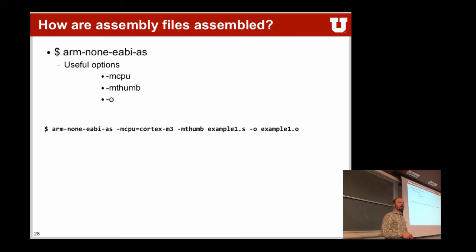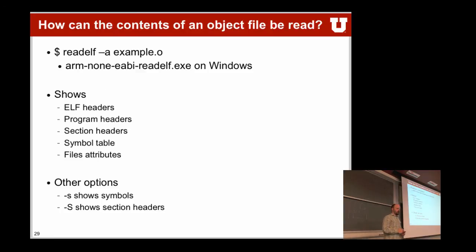Now, if something is wrong in your assembly file, this will throw errors and will tell you all kinds of stuff that you shouldn't have done or have to fix. How can you look at this object file again? Well, there's a small little application called readelf that you can use to look at the format in there. It will spit out all kinds of different information. So it will show you what the headers are, what the program headers are, what the different sections are, symbol tables, file attributes, etc., etc.